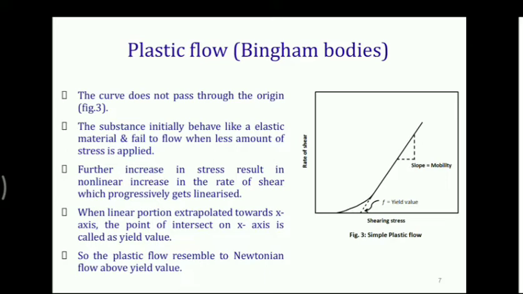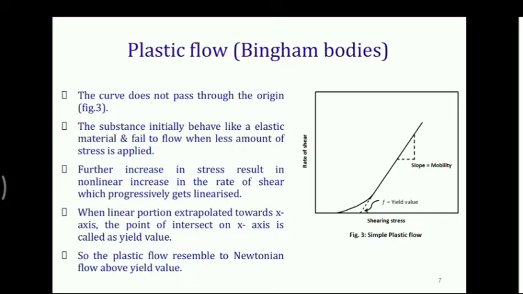When the linear portion is extrapolated towards the x-axis, the point of intersection on the x-axis is called the yield value. You can see from the diagram that the linear portion, when extrapolated towards the x-axis, the point of intersection is called the yield value, denoted by small f. It is a very important point that we are going to discuss in a subsequent section.